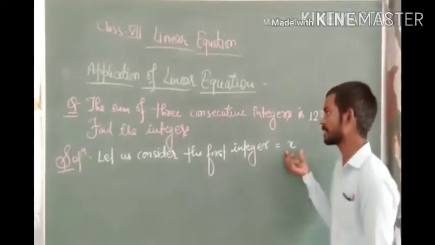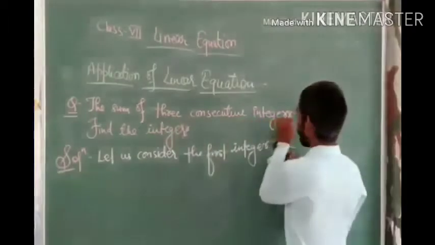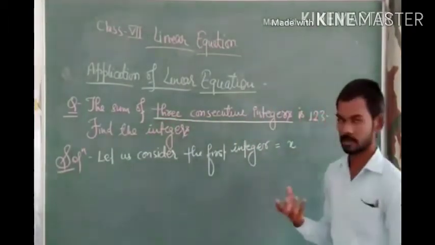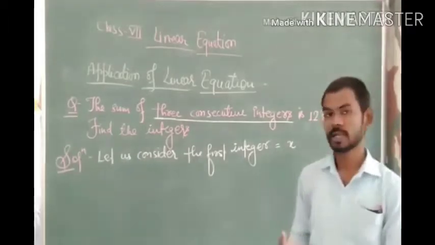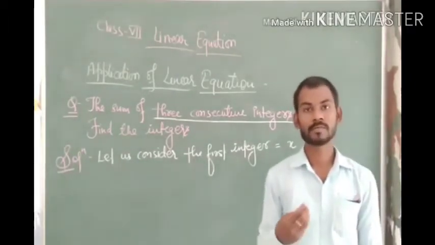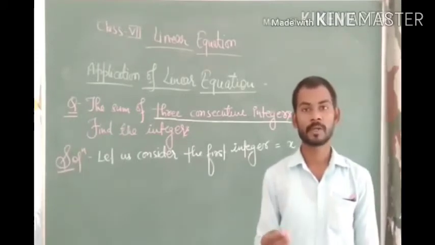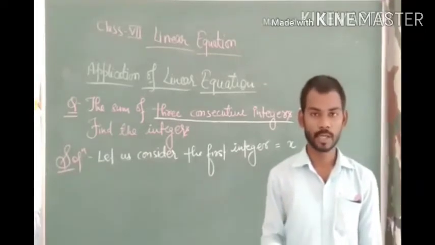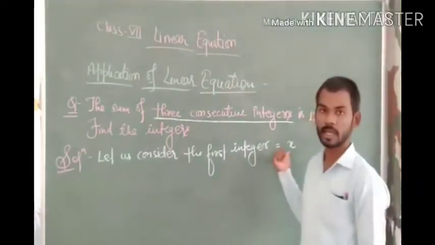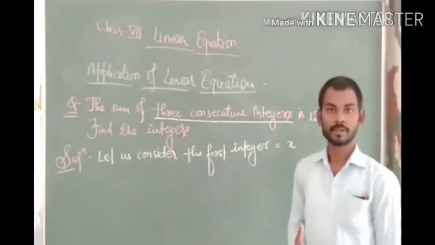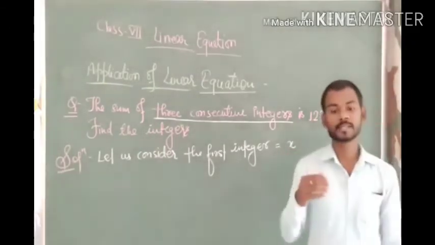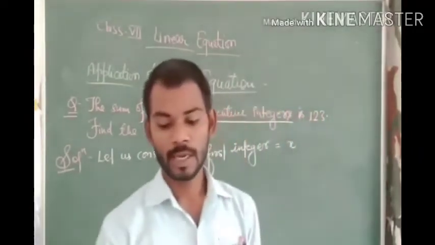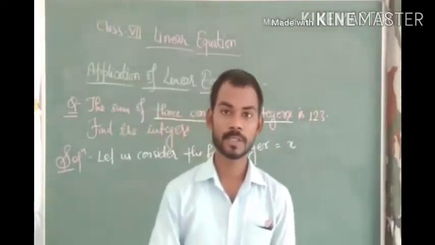If the first integer is x and the problem is three consecutive integers. Consecutive means the numbers which come one after another, like 1, and the number that comes after 1 is 2, and the number that comes after 2 is 3. Similarly, if the first integer is x, then the second integer is obtained by adding 1 to the first integer. That is, the second integer is x plus 1, and similarly the third integer is x plus 2.